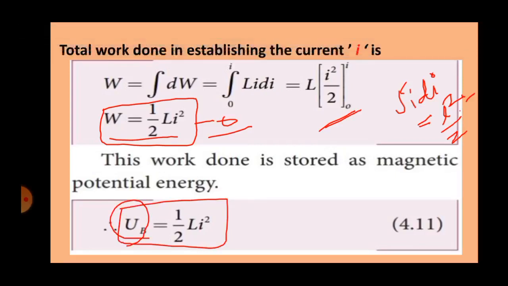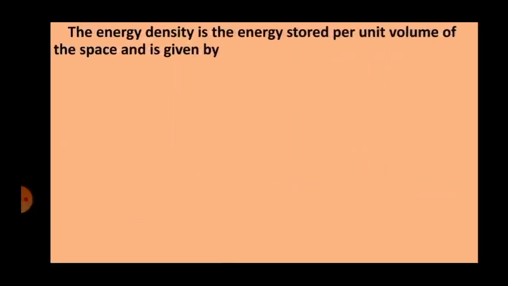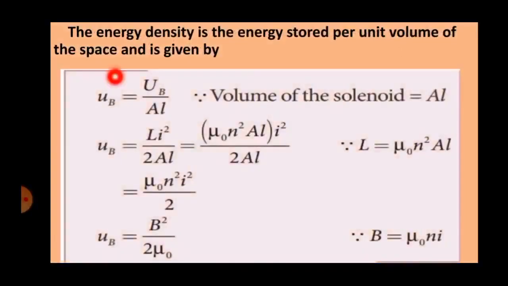Okay. Now the energy density. Now calculate the energy density, which is the energy stored per unit volume of the space. What is the energy density? It is denoted by small ub. That is equal to capital UB divided by volume of the solenoid, area into length of the solenoid, A into L. Now substitute the value of UB, that means energy stored, potential energy. Now 1 by 2 L I square divided by AL. Already you know that L is equal to mu naught n square A into L.